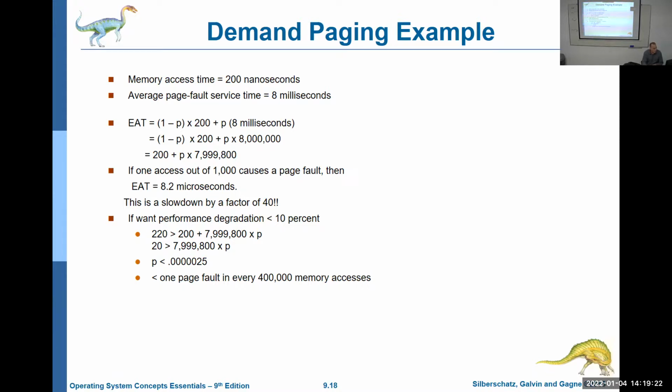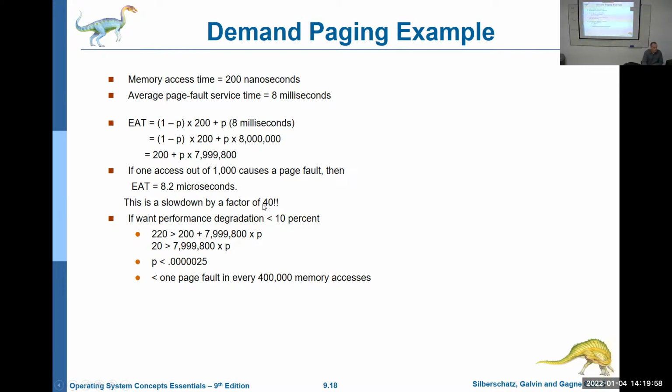This math here is a little bit, I should improve this slide by putting some more steps in it. There's just a few steps that are missing, but this 1,000 drops off these 3 zeros, and then we're left with 8,000. And for 8,200 nanoseconds, you could have just written EAT is 8,200 nanoseconds, and that would be correct. But instead he changed it again to microseconds, just to get rid of decimal points. So it's 8.2 microseconds, and that's a slowdown by a factor of 40.